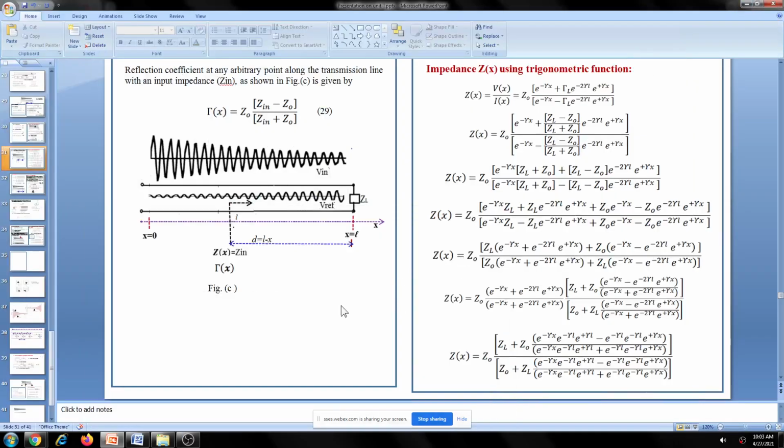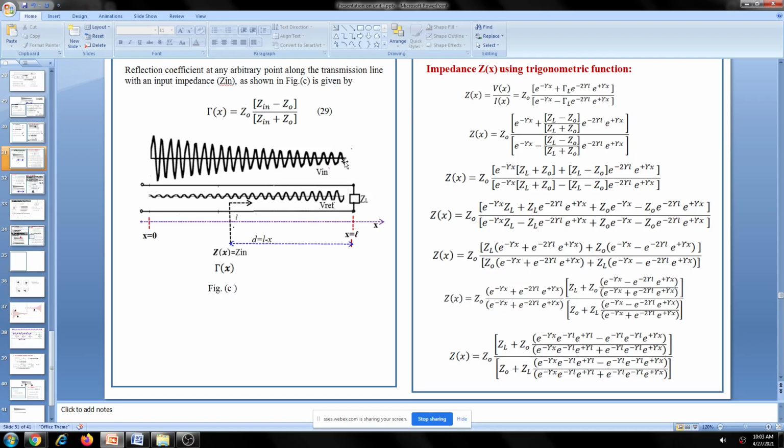Is it visible now, cursor movement? Rutvik? Yes, ma'am, visible.